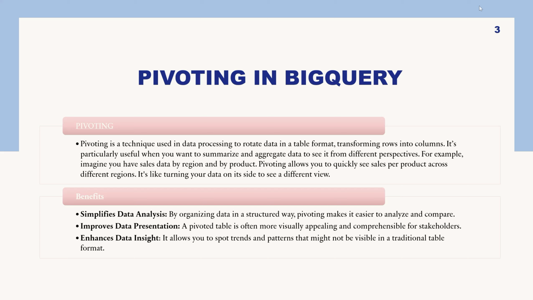So, pivoting is a technique used in data processing to rotate data in a table format, thereby transforming rows into columns. It's particularly useful when you want to summarize or aggregate data to see it from different perspectives. For example, imagine you have sales data by region and product. Pivoting allows you to quickly see the product sales data across different regions. It's basically like you turn your data on its side to see a different view.